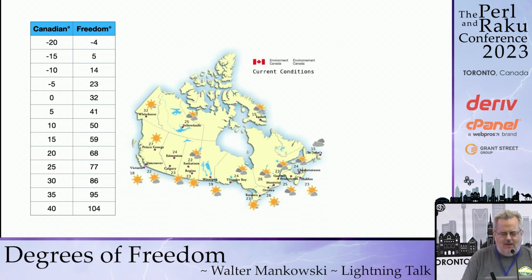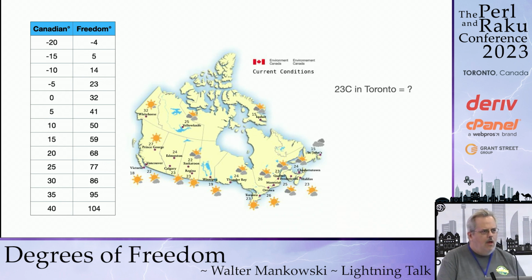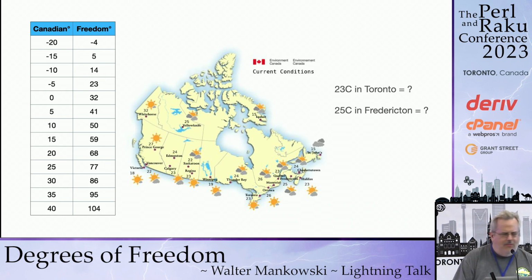So let's practice. Here's our map from before. What's 23 in Toronto? Well, it's between 68 and 77, so it's going to be in the low 70s. So 23 Celsius is low 70s in Fahrenheit. I'm sorry, freedom degrees. 25 in Fredericton. I was just in Fredericton last year. It's a really nice town. Well, 25 is easy. That's right on the chart. It's 77.